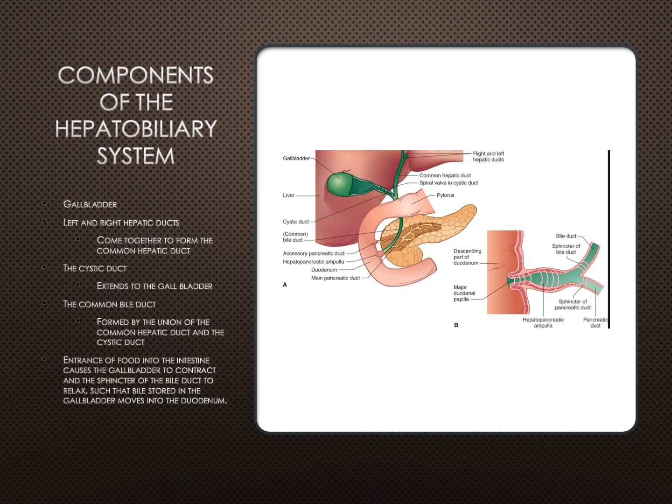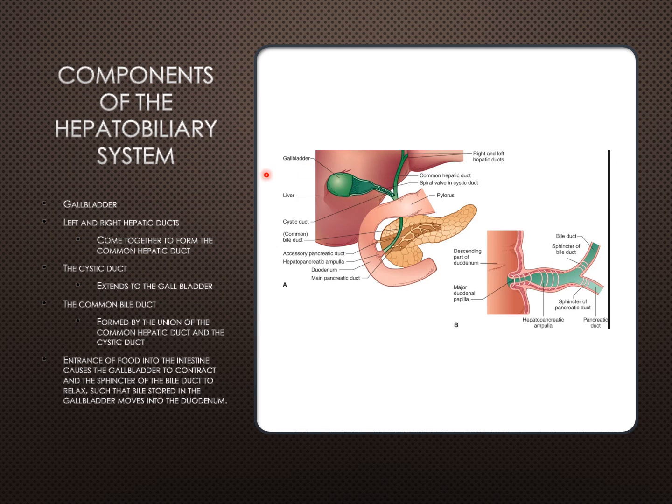So this is what that looks like, the different components of the hepatobiliary system. So we have the gallbladder that's kind of right here, and we also have leading to the gallbladder the left and right hepatic ducts. And so those are the ducts that drain bile that's produced in the liver, okay? And they come together to form what we call the common hepatic duct, which you see right here. And then the gallbladder kind of comes off of that, and it is fed from the common hepatic duct by the cystic duct.